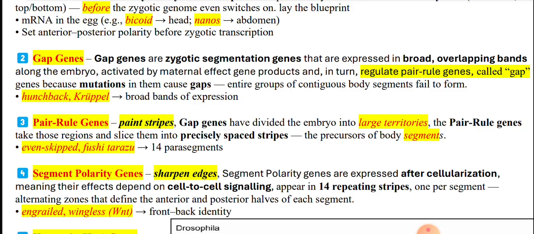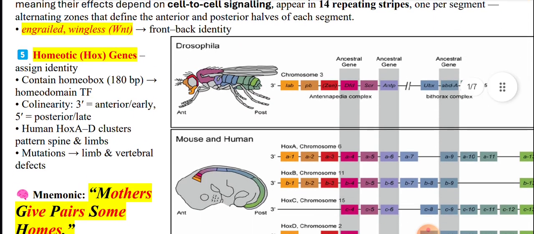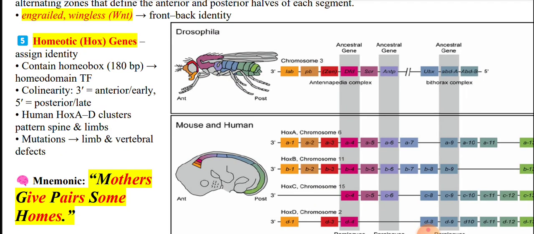They define the front half, anterior, and the back half, posterior, of each of those 14 segments, giving each stripe an internal directionality. Okay, so they add detail within each stripe. Examples. Key ones are engrailed and wingless. And notice that name, wingless. That immediately points to the Wnt signaling pathway, which we know is super important later on in stem cells and, unfortunately, in cancer. Exactly. The same players keep showing up. It really underscores that shared vocabulary we talked about.